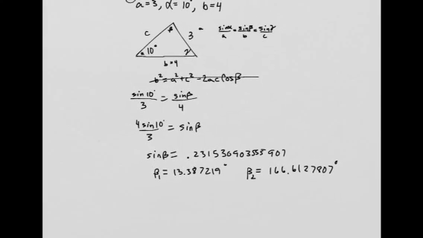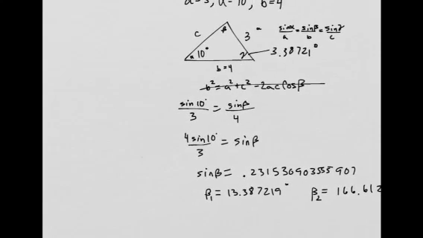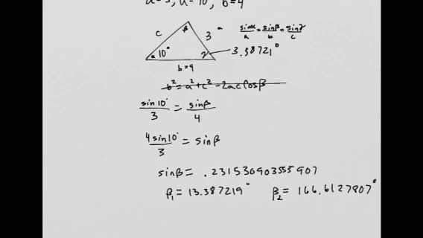And then I'm going to check both of them. So what do I mean by checking? Let's see. Checking beta 2, if I put in beta 2 right there, that's 166 degrees. 166 plus 10 is 176 degrees. And that would make alpha, if I subtract that from 180, that would give me 3 something degrees. That would be 3.3 blah blah blah degrees, and I guess I could do that. I don't see any problems just yet.